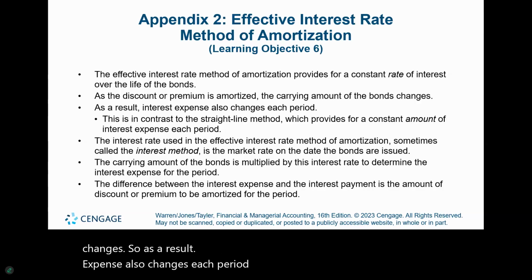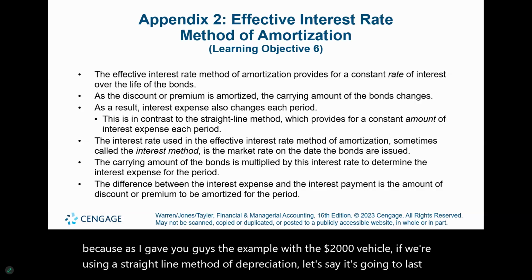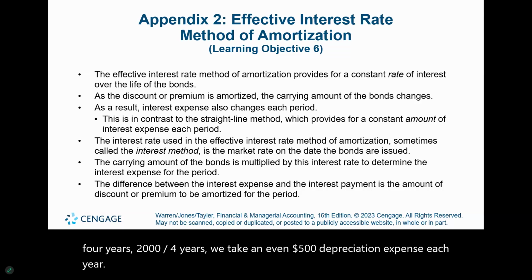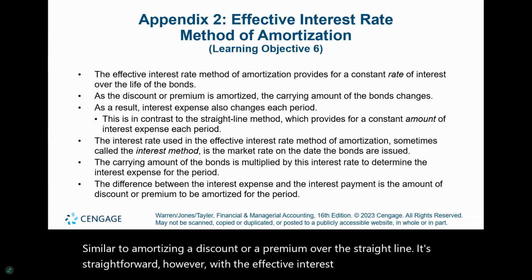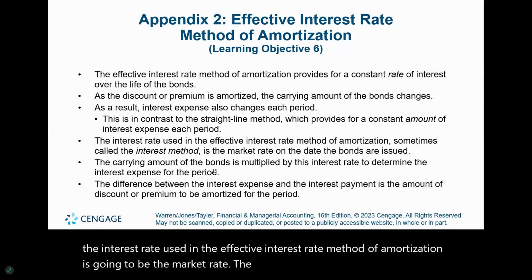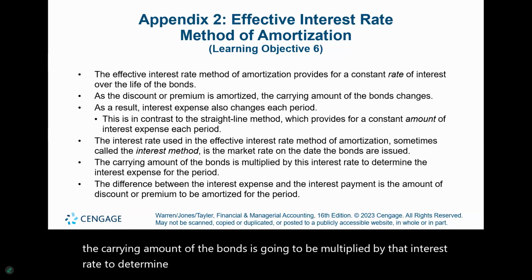This is in contrast to the straight line because as I gave you guys the example with the $2,000 vehicle, if we're using the straight line method of depreciation, let's say it's going to last us 4 years, 2,000 divided by 4 years, we take an even $500 depreciation expense each year. Similar to amortizing a discount or a premium over the straight line, it's straightforward. However, the interest rate used in the effective interest rate method of amortization is going to be the market rate at the date the bonds were issued. And the carrying amount of the bonds is going to be multiplied by that interest rate to determine the interest expense for the period.